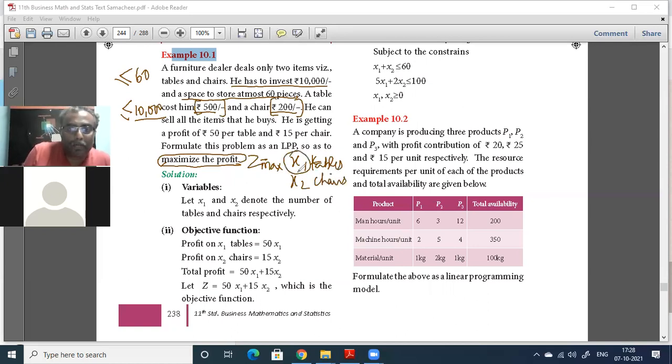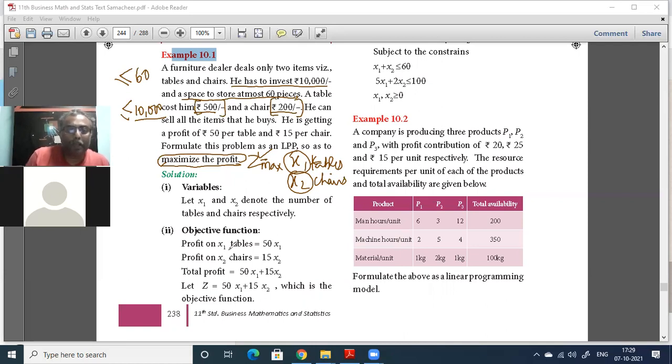You have to find out what is x1, what is x2, and what combination of x1 and x2 you will sell in order to make the maximum profit. So Z max will be the profit. Let variables x1, x2 denote the number of tables and chairs respectively. Okay, what is the objective function?